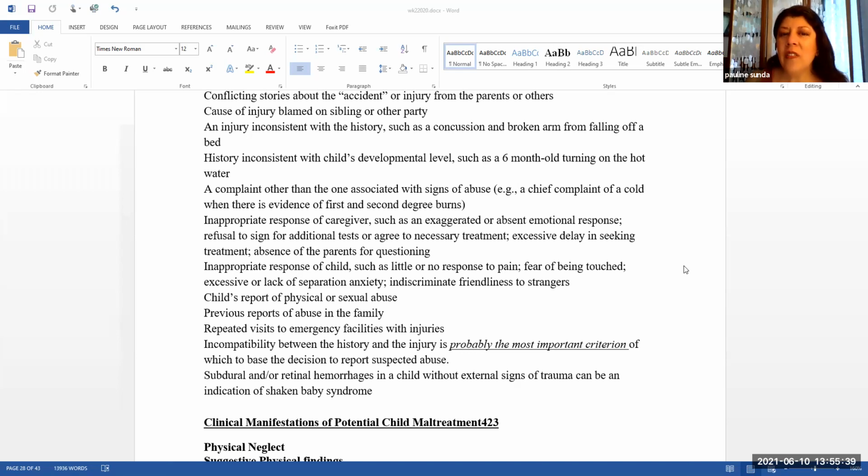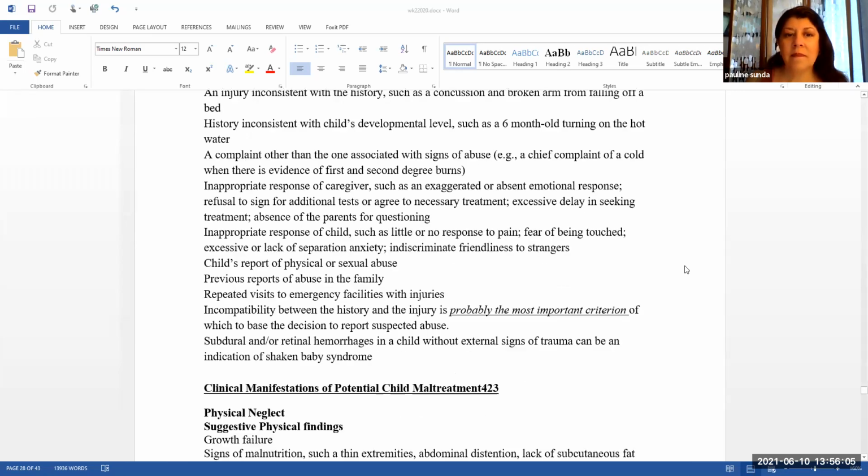A complaint other than the one associated with the signs of abuse. So they bring the child into the emergency room because they have a cold, but they've got second-degree burns on their arm. Inappropriate response of the caregiver, such as exaggerated or absent emotional response, refusal to sign for additional tests or agree to necessary treatment, excessive delay in seeking treatment, an absence of the parents for questioning.